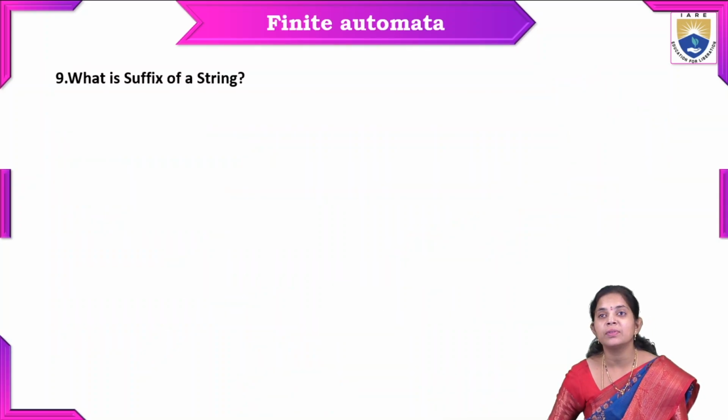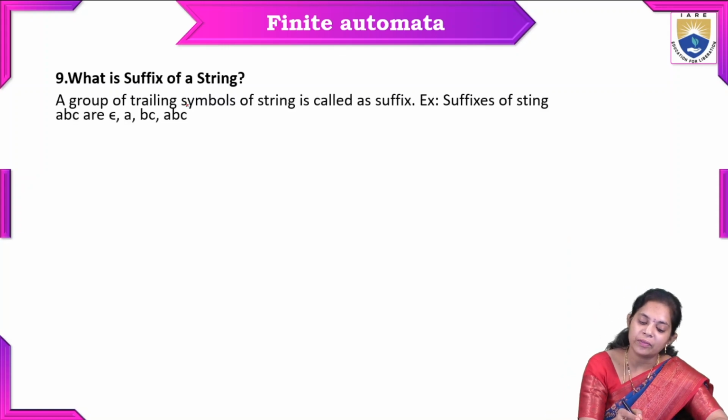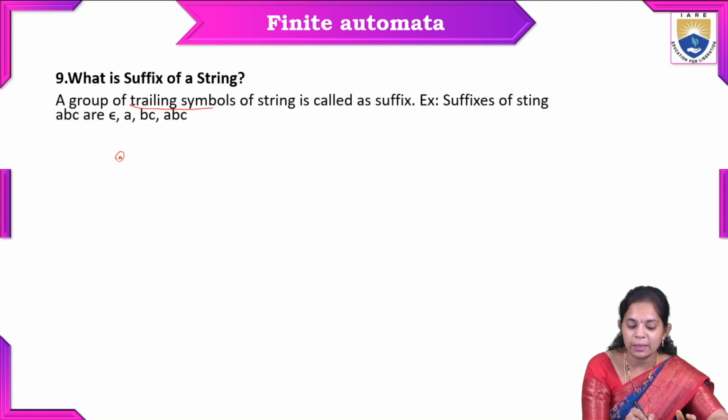What is the suffix of a string? It is the trailing symbols. That means suffix is the opposite of prefix. Here the string is ABC. What are the suffixes of the string? Suffix means this is the initial value, and after this substring, whatever is there, we will name it as the suffixes.